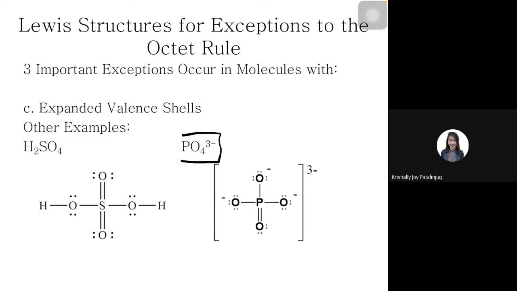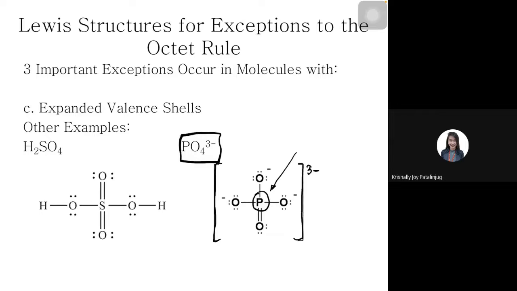Sige, so eto din, gawin nyo siya sa phosphate ion. And take note, kapag nag-draw kayo ng Lewis structure, kapag ion, place it inside a square bracket, then the charge outside. Yung point lang dito is nag-expand yung number of bonds, yung valence shell ng central atom. Ilan na yung surrounding electrons ng phosphorus dito? That's a total of 10, di ba? That's a total of 10 electrons.